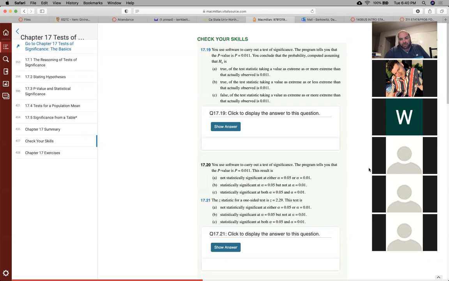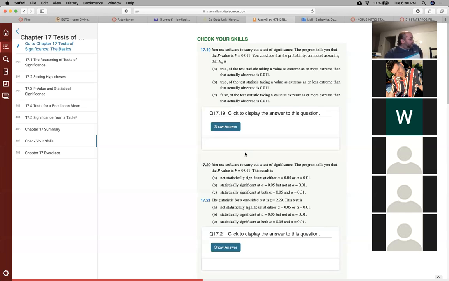Hi, Ani, good to see you. You conclude that the probability computed, assuming that H naught is blank, of the test statistic taking a value as extreme as or blank extreme than that actually observed is 0.011. I will explain in a second.